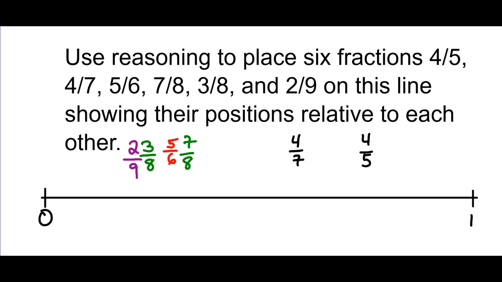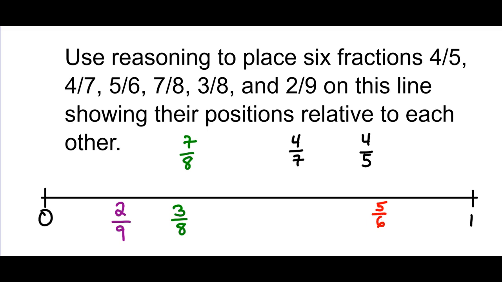And now that I've got that in order, I can start comparing 4/7 and 4/5 and put them in their spots. But first thing I want to do is start putting these on the number line where they go. You could have been doing that the whole time if you wanted to. 2/9 is around 1/4, because I know 2/8 is a fourth. So it's really close to a fourth, but 3/8 comes next.